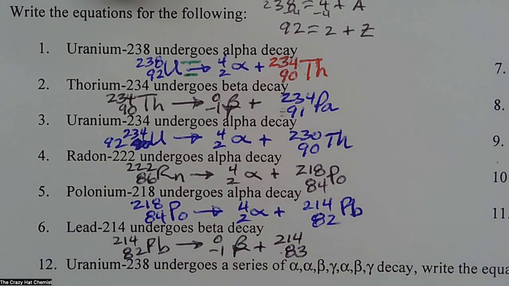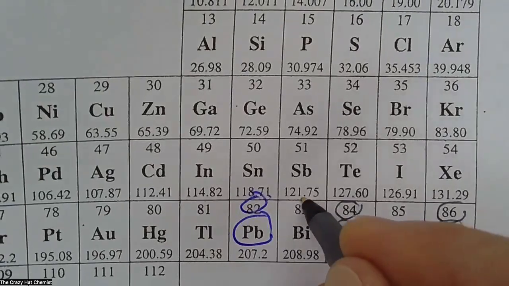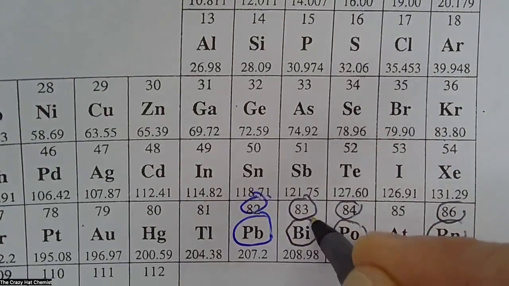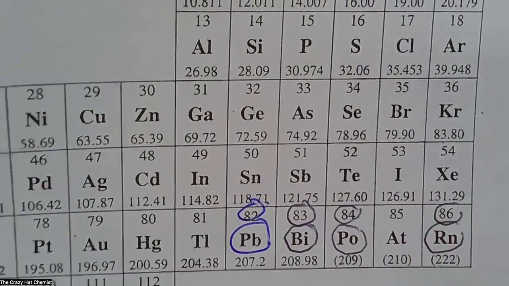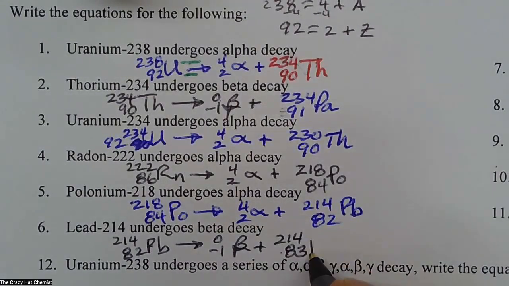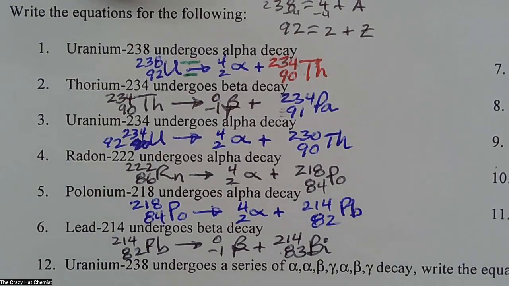Now I'm going to look up number 83 on my periodic table, and 83 is right here. Man, this is none of your bismuth. Yeah, that's a little chemistry joke there for you. So that's bismuth. All right, fantastic. We got that one nailed.